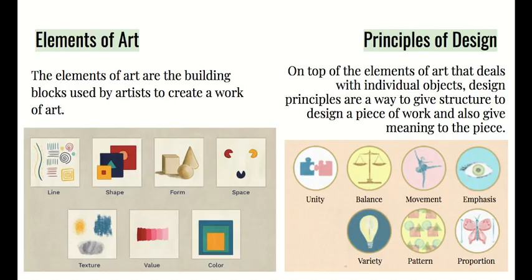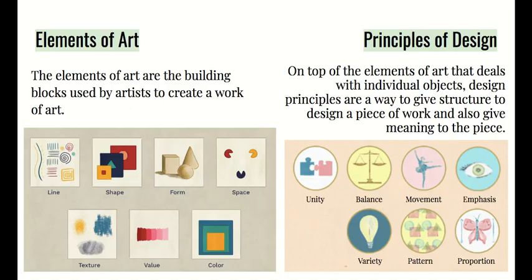On the left-hand side of your screen are the elements of art, and on the right-hand side of your screen are the principles of design. Let's go over the elements of art because these are pretty simple to understand. The elements of art are the building blocks used by artists in order to create a work of art. The elements are line, shape, form, space, texture, value, and color. Below, you can see different images that represent each element of art.